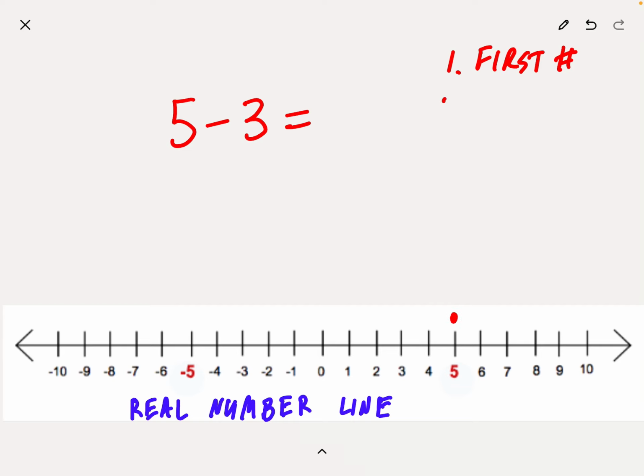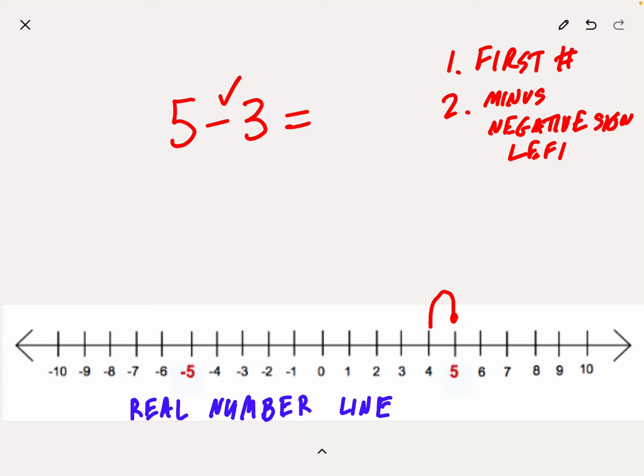Now, here's the key. If the second number has either a minus or a negative, we're going to go to the left, like Beyonce says, to the left, to the left. So if there's a minus sign or if there's a negative sign, we're going to go left. All right, so in this case, we got a -3, so we're going to go left 3. 1, 2, 3. Now we finish at 2. Now that was a pretty simple one, but that's the idea. Okay, let's do another one.